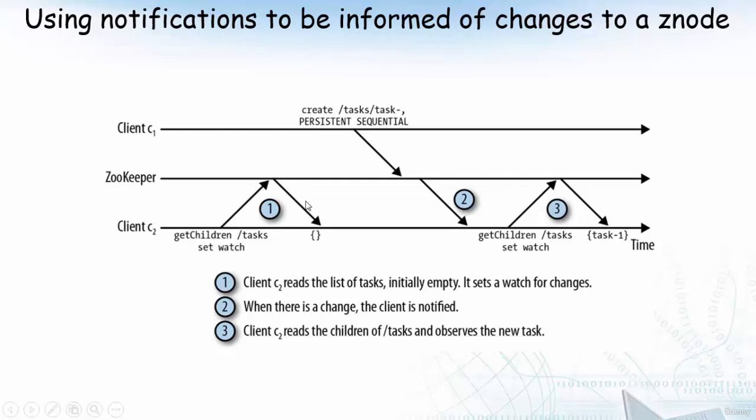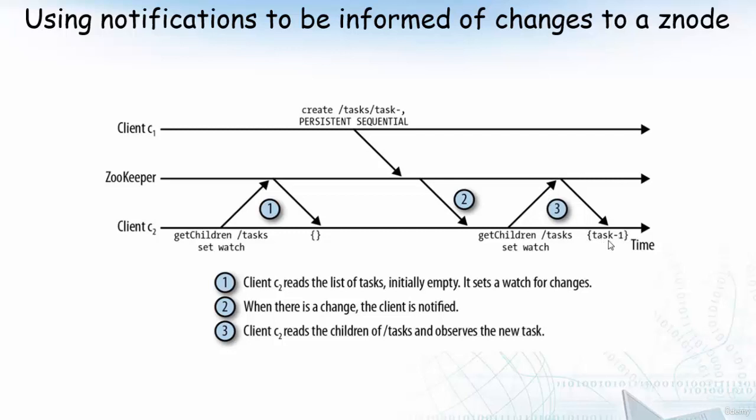So in this figure, what is happening is that first of all, client C2 reads the list of tasks that is initially empty, and then it sets a watch for changes. Now client C1 creates a task, that means that a change has occurred, and when there is a change, the client is notified. Then client C2 reads the children of /task and observes the new task.